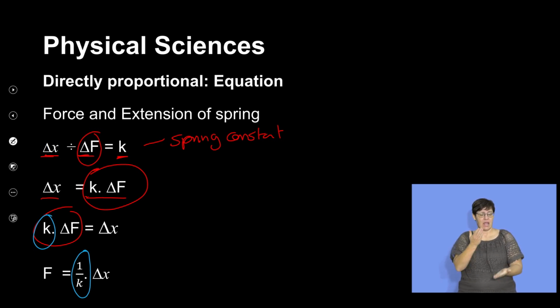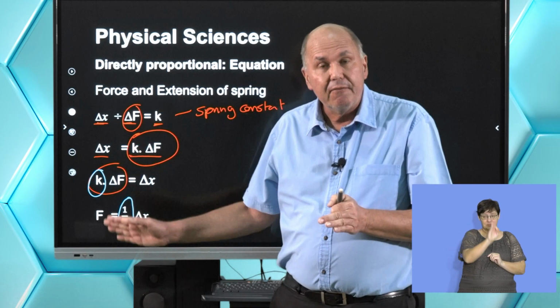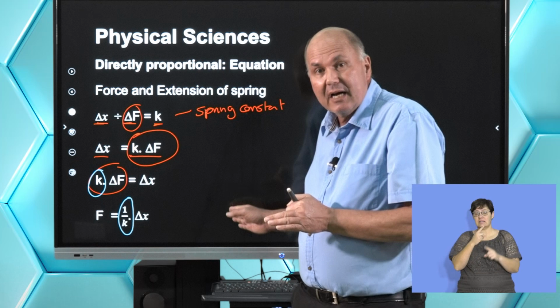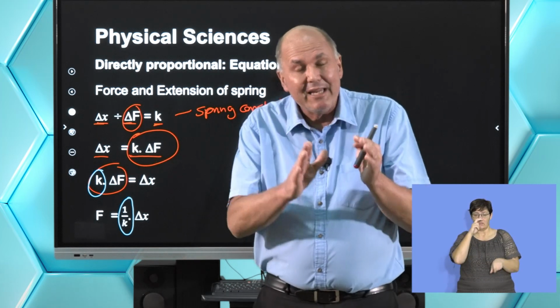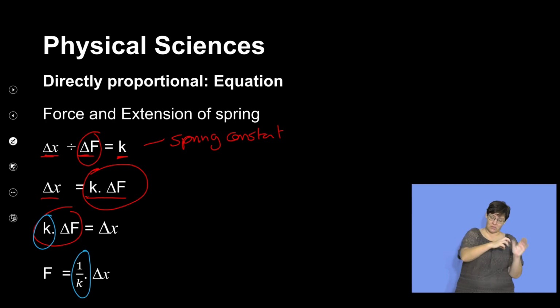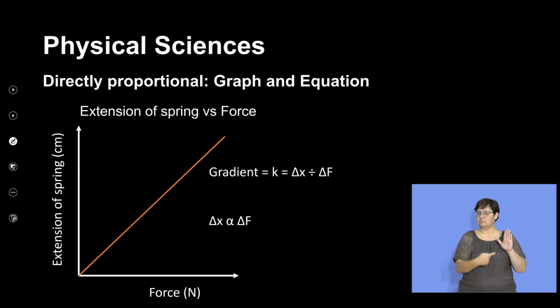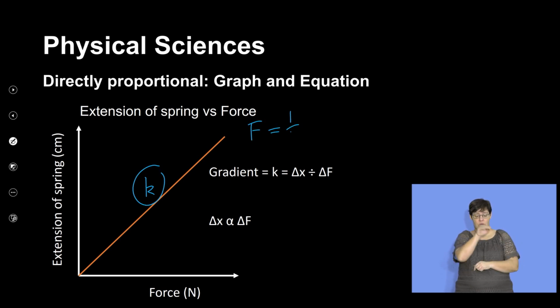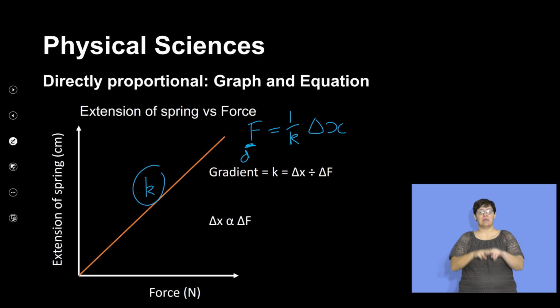Now, if the equation is written like this, F is equal to 1 over k times delta x, then what I need you to understand is that it's not the gradient. The 1 over k, if we go back to the graph of the gradient here, this was k. If I'm working with F is equal to 1 over k delta x, then I've got to recognize I've changed something. And I hope you can see what I've changed. I've switched over and I've made this now the dependent variable. And this is now the independent variable in the equation because I switched sides.